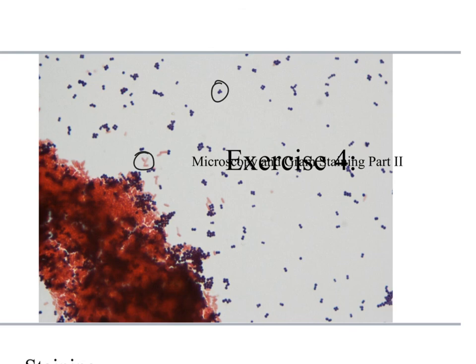If all your cells are kind of purpley pink, then you probably decolorized too long. And hopefully you won't see too much of this clumping. If you get too many cells on there, then they all clump together and it's, again, hard to see their morphology. But usually you can focus somewhere where they're kind of off by themselves.